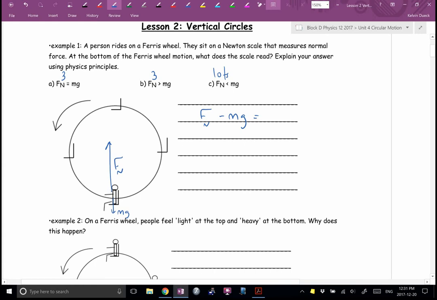And here's the only adjustment. Look up, look up. It's going to be MAC. And that AC is either going to be V squared over R or 4 pi squared R over T squared, depending on what information they give me. What's the correct answer then?